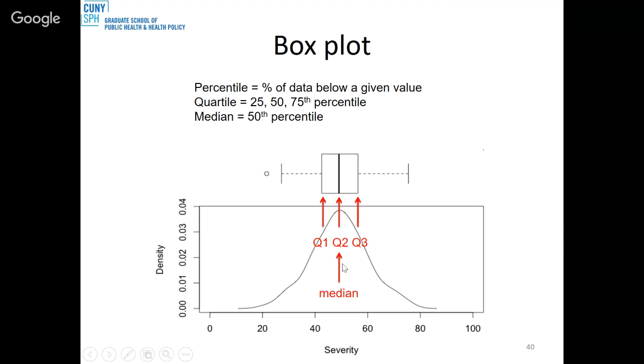This 50th percentile is an even more special percentile. It's called the median. And the median is that midway data point, the one that is greater than half of the data and less than half of the data. And finally, this interquartile range is the difference between the third quartile and the first quartile.